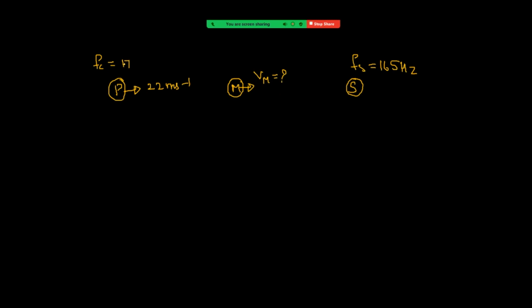Right, first of all, write down the given data. A police car. Police. His velocity is given as 22 meter per second. Chasing a motorcyclist. Taking M, his velocity take it as V suffix M, which we have to calculate. Both are moving towards a siren. Take siren as S. Its frequency is given as 165 Hz. And the frequency of the police car is given as 176 Hz. Okay, this is the given data. And the motorcyclist does not listen to any beats.